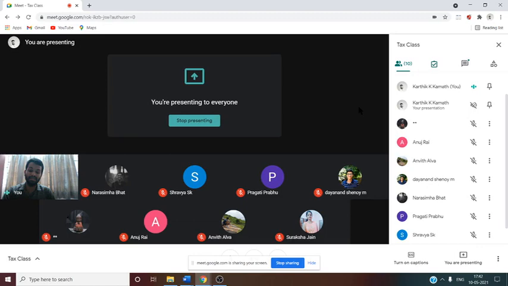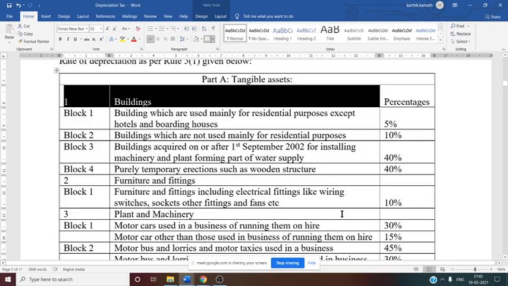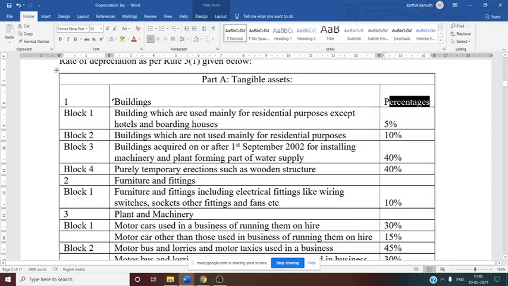So now part A, tangible asset, building. First we are concerned about building only. So there are three columns. One is regarding block, one is regarding particular, and one is regarding percentage. Under building, first block 1, building which is used for residential purpose, 5% depreciation you have to charge. So building in which people live, or it is mainly used for residential purpose, 5%.